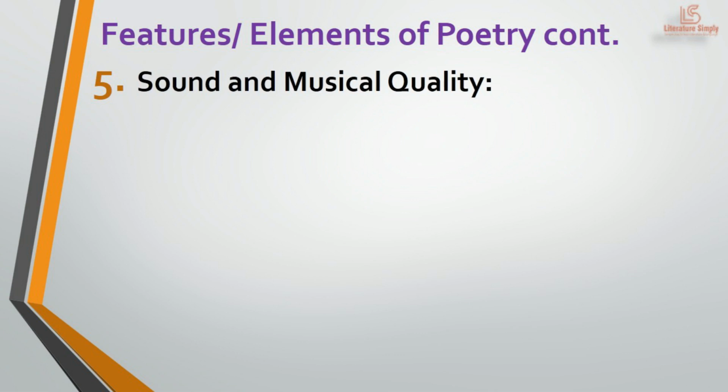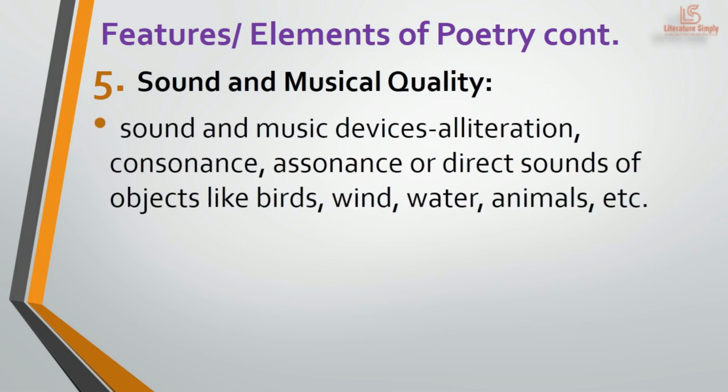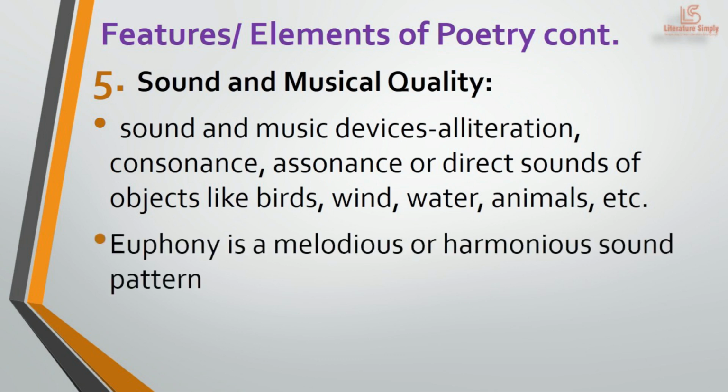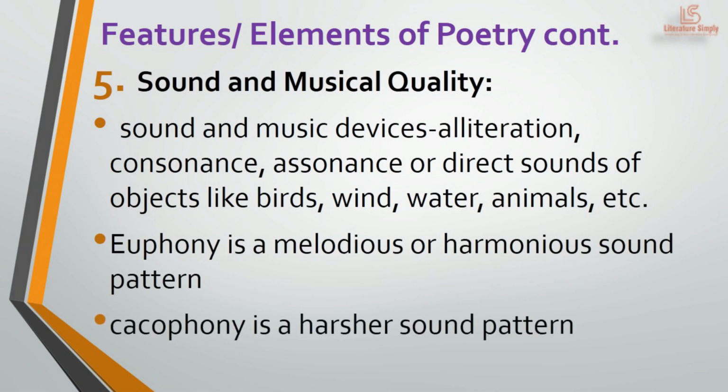Poems are known for their sound and musical quality, and hence we remember them for a longer time. Poets use sound and music devices in poems such as alliteration, consonance, assonance, or direct sounds of objects like birds, wind, water, animals, etc. There are two types of sound devices used in poetry: one, euphony, and second, cacophony. Euphony is a melodious or harmonious sound pattern, whereas cacophony is a harsher and shrill sound pattern.